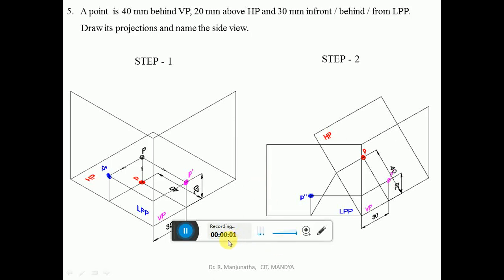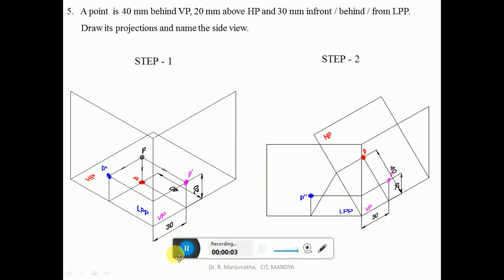A point is 40 mm behind VP, 20 mm above HP, and 30 mm in front or behind from LPP. Draw its projections and name the side view.